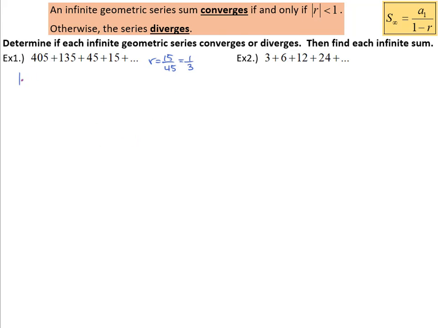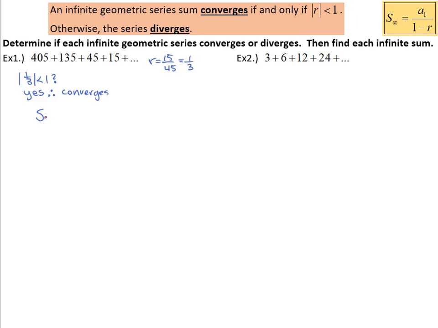Is the absolute value of 1/3 less than 1? Yes. Therefore, this converges, and we can use our new formula. So let's figure out, what is this summation? As these values get smaller and smaller, it's going to approach some value. Obviously, it's going to be much bigger than the 4 we know here added together, or at least a little bit bigger. Well, let's plug in.